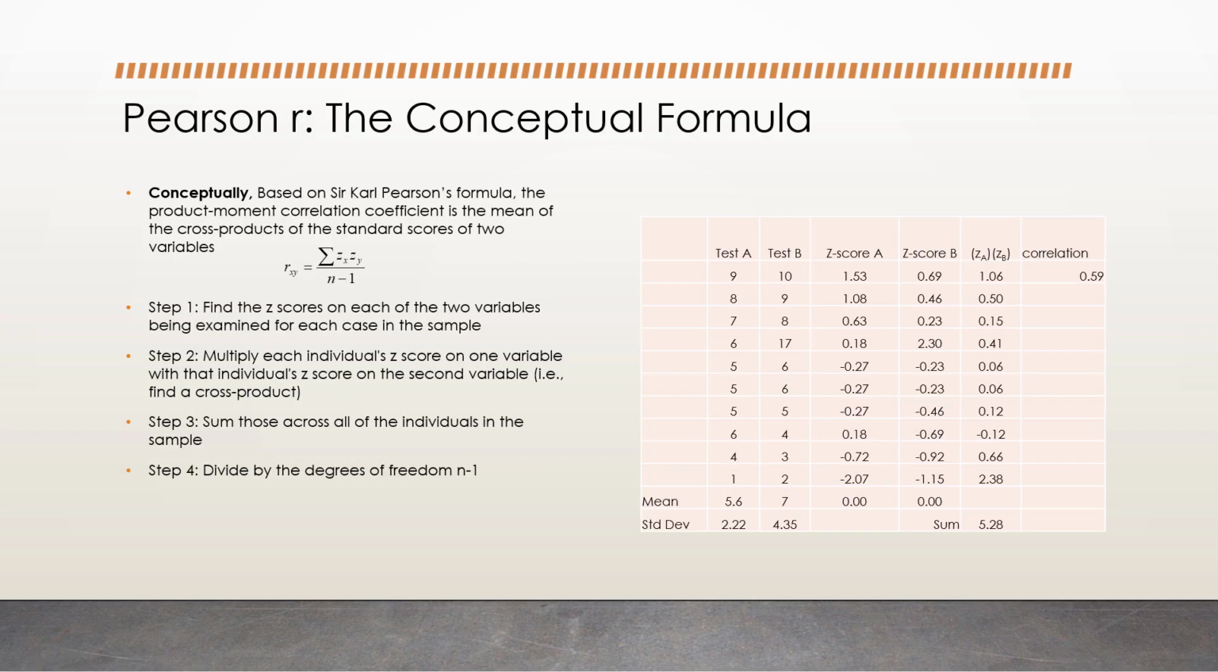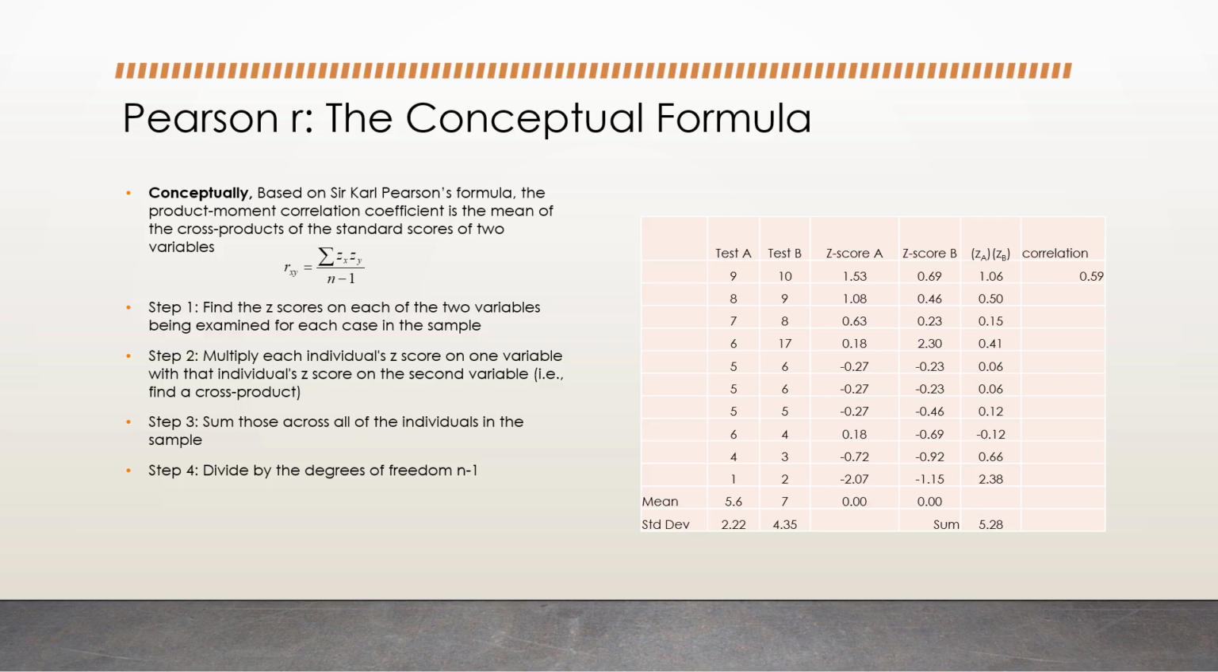Conceptually, based on Sir Karl Pearson's formula, the product moment correlation coefficient is the mean of the cross product of the standard scores of two variables. The calculation takes a few steps. First, standardize both variables so that the raw scores are converted into z-scores. For each individual, multiply the two z-scores to find the cross product. Then, calculate the sum of those cross products for all individuals in the sample and divide it by the degrees of freedom n-1.